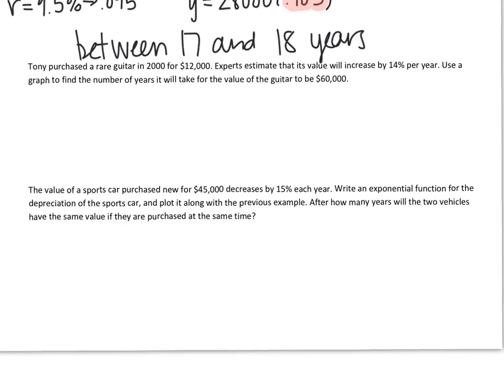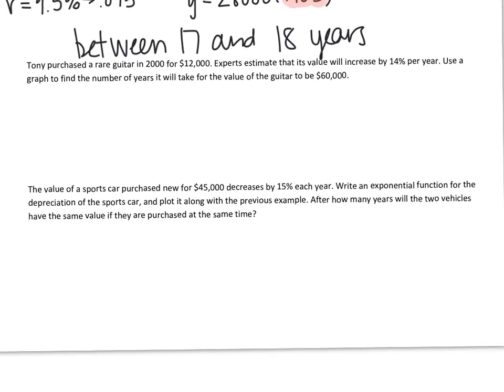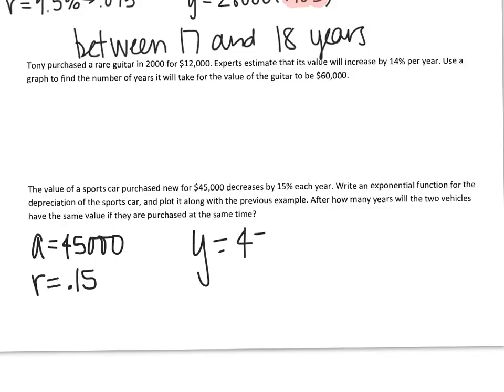Okay, what's my initial value in this problem? And it's decreasing by 15% each year, so that's my decay rate. How would I write that as a decimal? 0.15. And then I can write my equation. So 45,000 times, what would end up in my parentheses when I wrote this equation? 1 minus 0.15, which would be what? 0.85. So my decay factor of this problem would be 0.85.